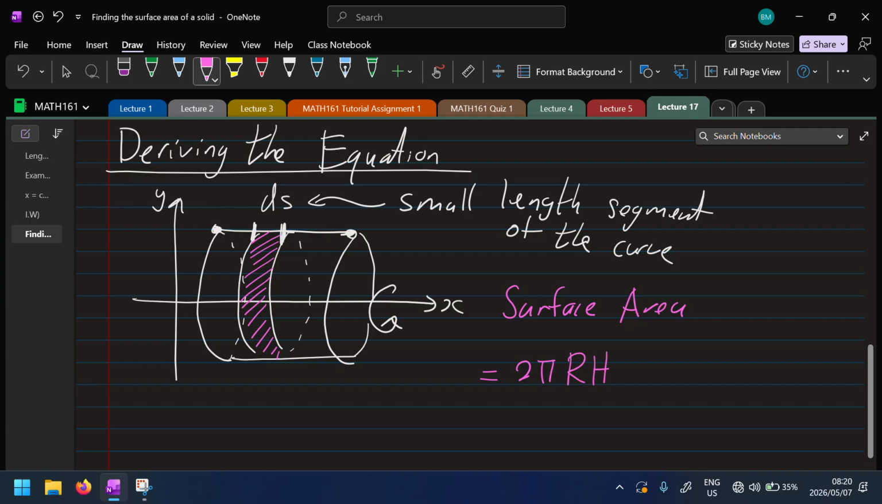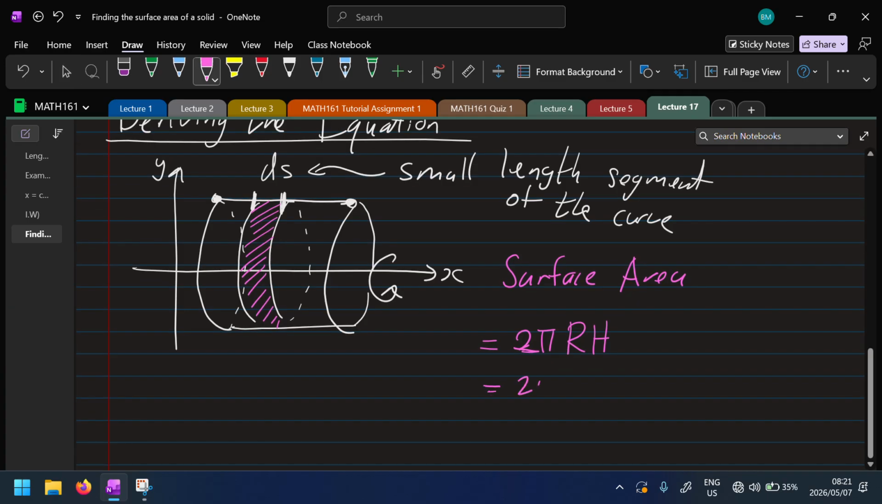Okay, good. So 2 pi r h, good. So going around here, what will the radius be? No. Radius to the axis, like for the disk method. Y. Yeah, exactly. It's the distance from the axis to the curve. That distance is y. Okay, and then h, that's the ds, exactly.